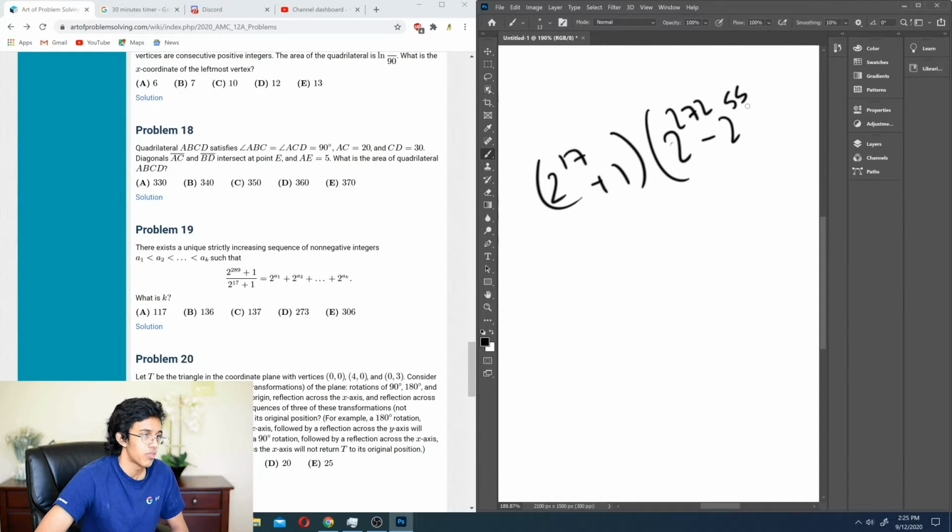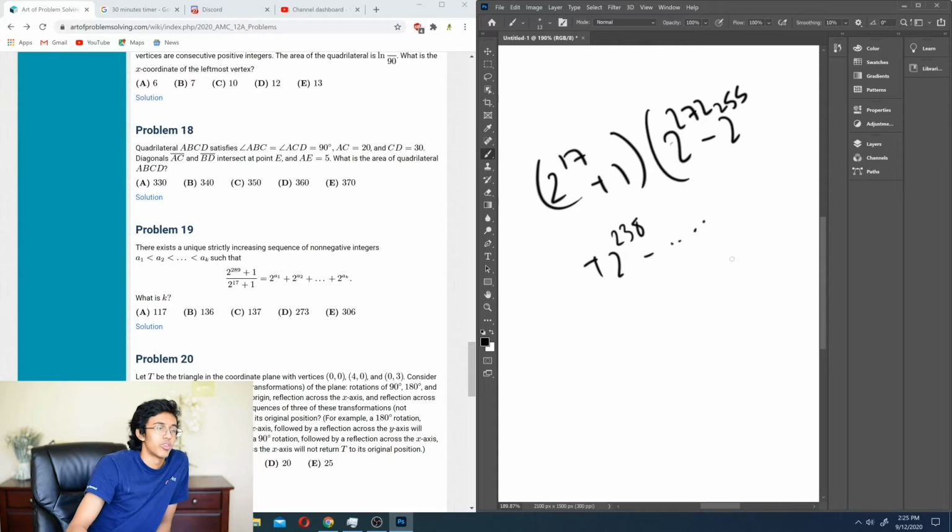Okay, 255, and then plus 2 to the, non-negative integers though? Non-negative integers, hold up. Okay, well, let's just do this for now, right? So then it's like 2 to the 40, 30, 38 minus dot dot dot, all the way to, so what would the last one be?